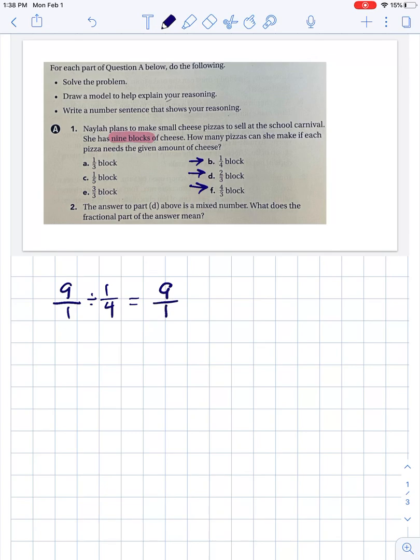9 over 1, that's our copy. Our dot to multiply, and then we take the reciprocal of the 1/4, 4 over 1. So now we're going to multiply straight across. This will make much more sense as an answer. 9 times 4 is 36, and 1 times 1 is 1. Well, it's an improper fraction. Let's make it proper. How many times does 1 fit into 36? 36 times, which means 36 what? How many pizzas can she make? 36 pizzas. There we go.